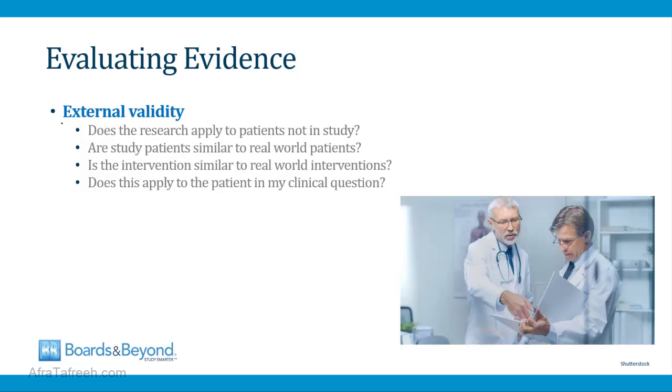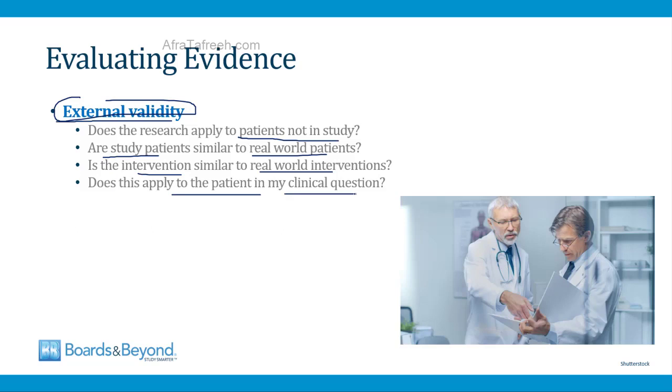The second thing you do is assess the external validity of a piece of evidence. This means, does the research apply to patients not in the study, including your own patients? When you're assessing external validity, you ask questions like, are the study patients similar to real-world patients? Is the intervention in the study similar to real-world interventions? The study may have been conducted very well and may have strong internal validity, but studies can lack external validity if there are problems applying the findings and the results to patients in the real world. So when you're assessing the external validity, basically you're asking yourself, does this study and the findings in the study apply to the patient in my clinical question?